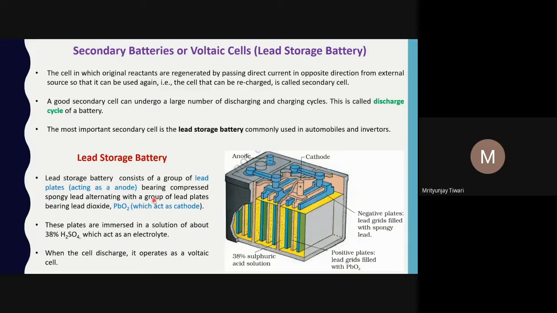The lead storage battery consists of a group of lead plates which act as anode, bearing compressed spongy lead, alternating with a group of lead plates bearing lead oxide. So what you see is spongy lead, and after this, alternatingly, a PbO2 plate is used here. Then after this, a spongy lead plate is used here.